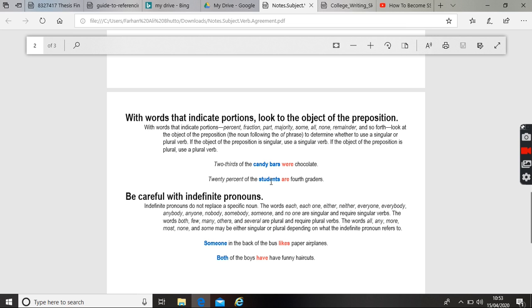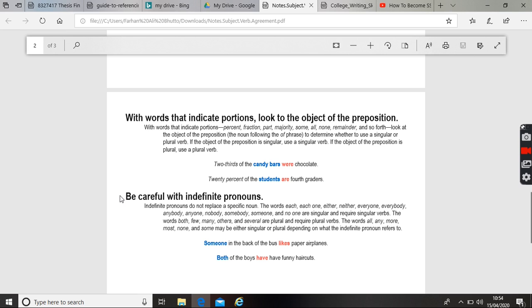20% of the students are 4th graders. Now what is the subject here? It's students. 20% of what? 20% of the students. Since the subject is plural, the verb has to be plural. But if you said 2/3 of the candy bar, not bars, the sentence would be 2/3 of the candy bar was chocolate.